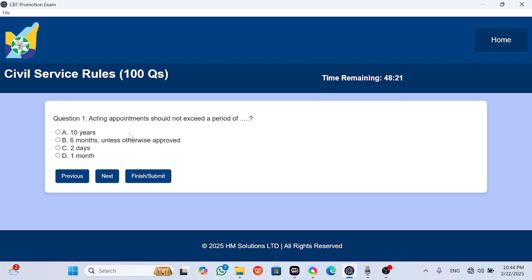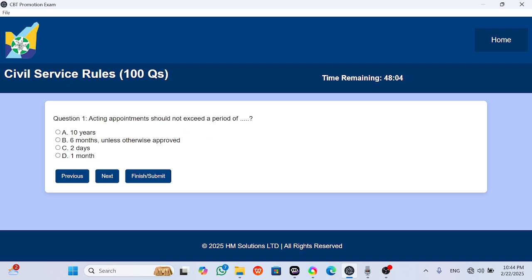If you don't understand the question you read, the answer will be very difficult for you. For example, here number 1 says acting appointment. Acting appointment should not exceed a period of what? Dash.